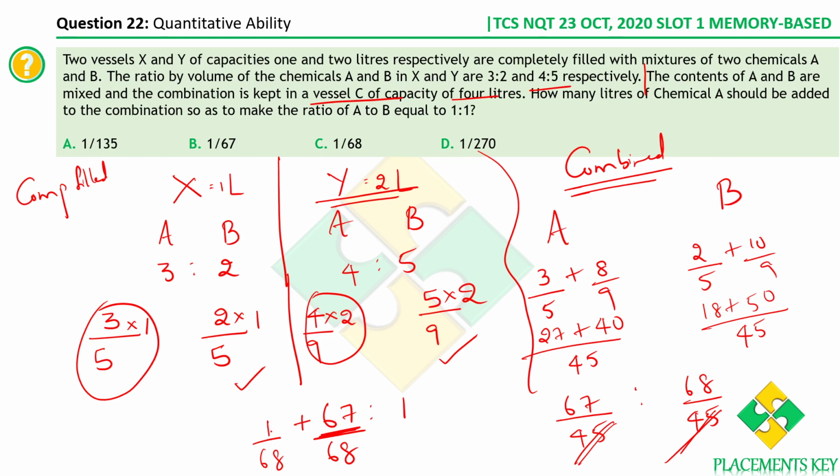What happens if it is 1/68? 67 plus 1 is 68/68, so that it becomes 1:1. Therefore what should be added to it? 1/68 has to be added to this, so that the ratio of A and B will be 1:1. What is it? It is option C.